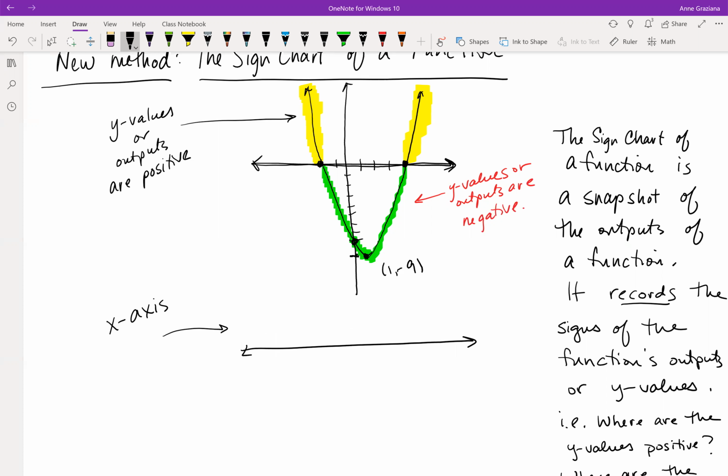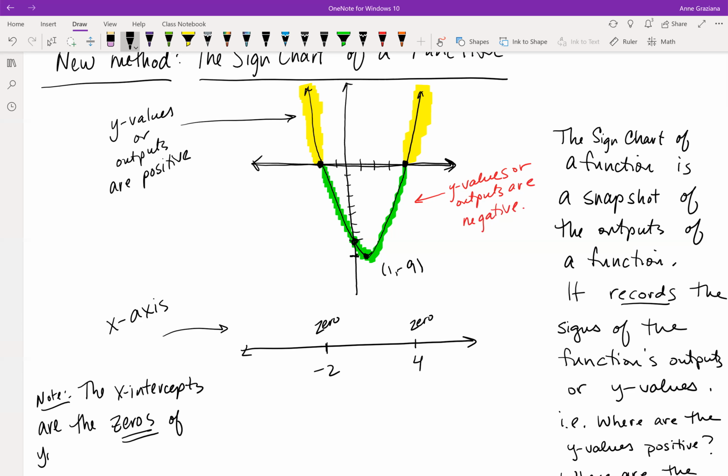And on my x-axis, look at these points. This is the point -2, and this is the point 4. This is a zero of the function, meaning that when we put in -2 and 4, we get out 0. Those are the x-intercepts. So note, the x-intercepts are the zeros of your function. That's what we call them, short term.